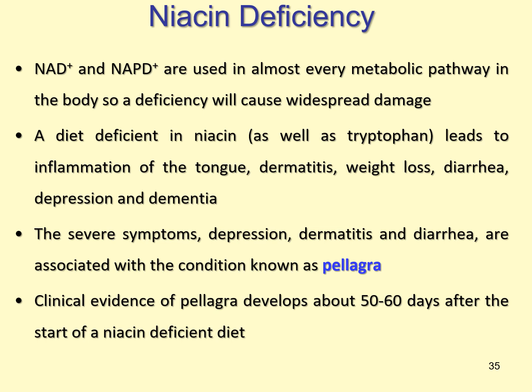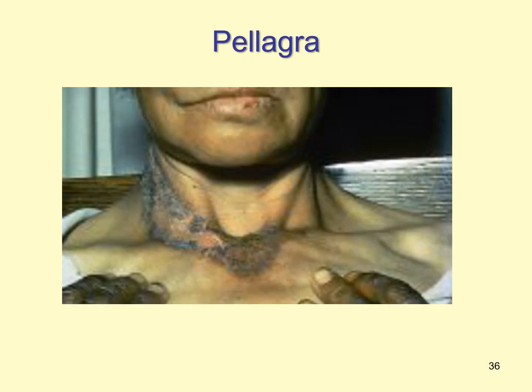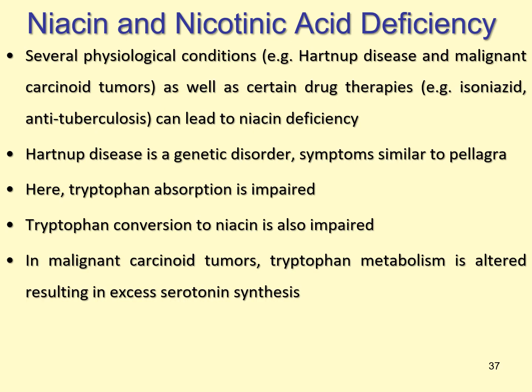A diet deficient in niacin means that the amount of tryptophan, an amino acid, can be decreased. This leads to inflammation of the tongue, dermatitis, weight loss, diarrhea, depression, and dementia, which are also associated with the deficiency of this niacin vitamin. This picture depicts how pellagra can affect your skin like this. So this one is a deficiency of niacin or vitamin B3.